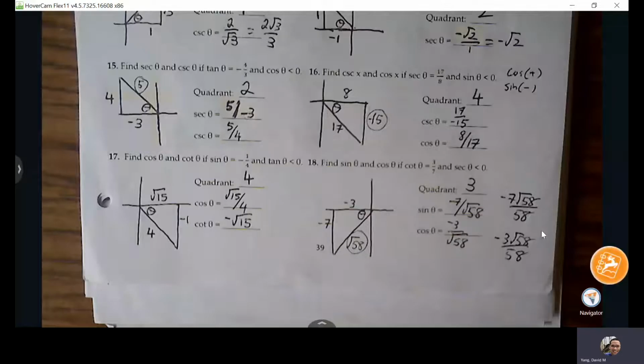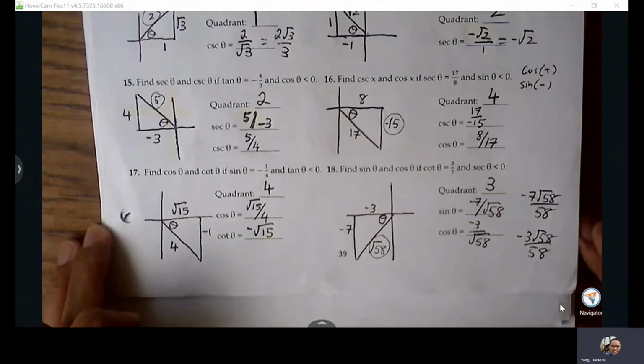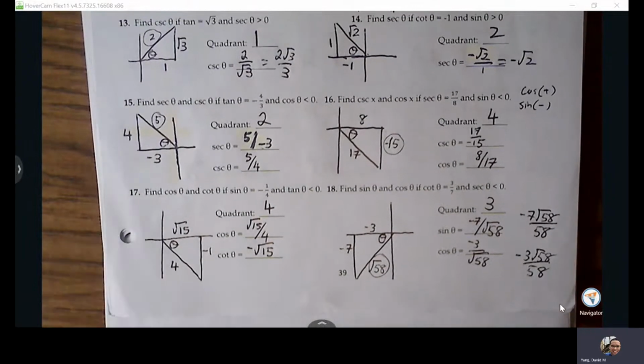You guys are working on those last few problems there. Any questions there? Check your answers. Are there any ones you want me to go over individually with you? You go for number 18. Okay, number 18.